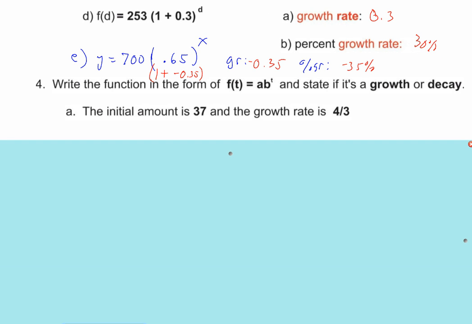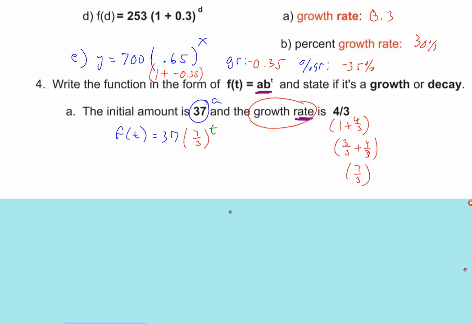All right, number 4. Write the function in the form of f of t equals a b to the t. So we're going to put it in that form and state if it's a growth or decay. All right, so they tell you an initial amount of 37 and a growth rate, they gave it in fraction form, 4/3. And they said it was the growth rate. Okay? They want it in this form. Go ahead and see if you can write that. I'm going to pause the video.